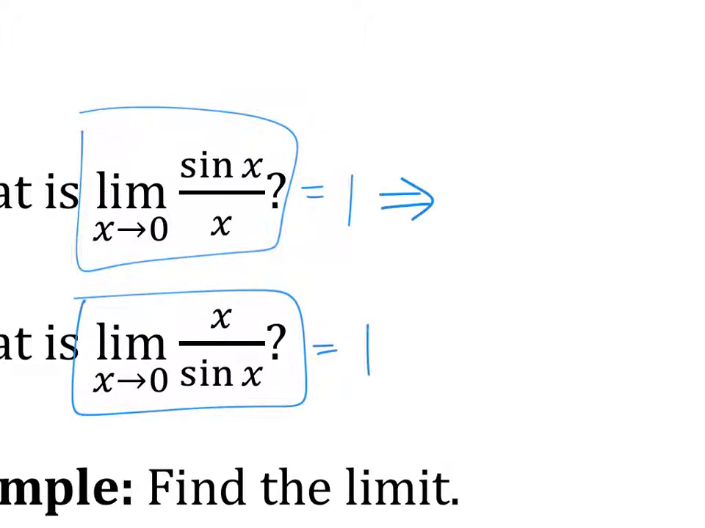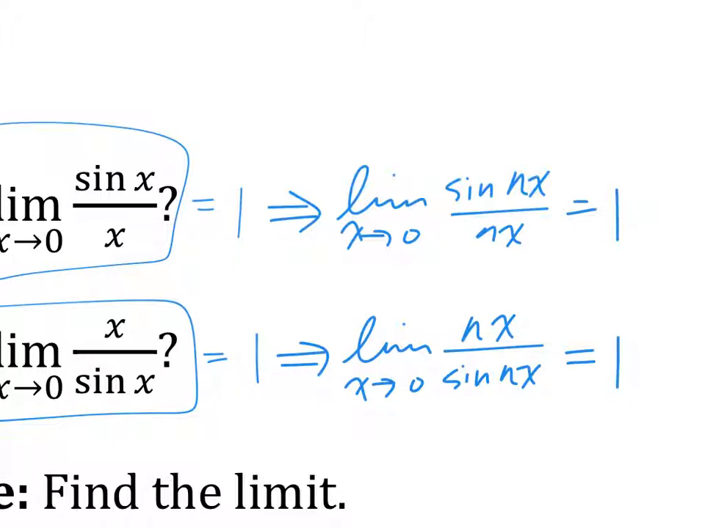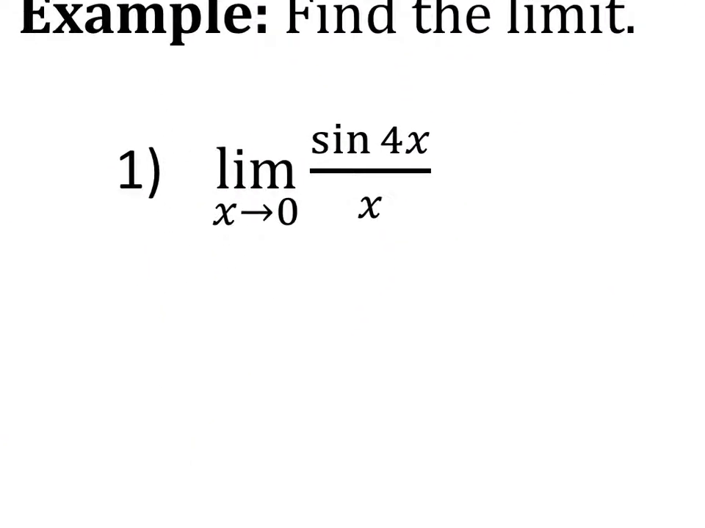Now, this applies to sine nx over nx. We can change the number that x is multiplied by, top and bottom, and if both are the same, it still goes to 1. We are going to have to keep that fact for a long time. Same thing here: if it's nx over sine nx, it's also 1. You just need to remember that the top and bottom have to have the same multiple of x. So let's look at this question: limit as x goes to 0 of sine 4x over x.